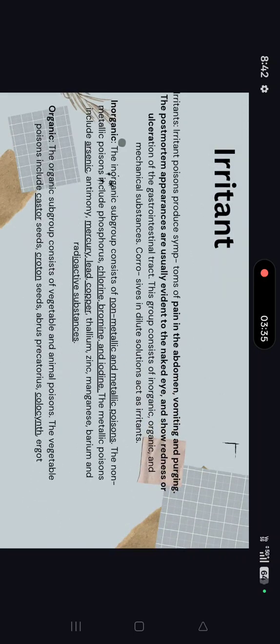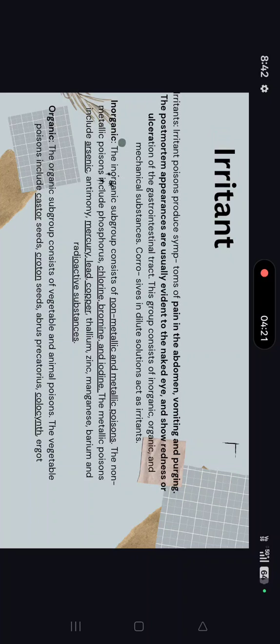Now another type of poisoning is irritant poison. When a corrosive poison is diluted, it may act as an irritant. There are some characteristic symptoms of the irritant, like pain in the abdomen, vomiting and purging. During post-mortem or autopsy, we can easily see the redness and ulceration of the GI tract. It produces both of them, and it irritates the tract. We divide it into three parts: inorganic, organic and mechanical.